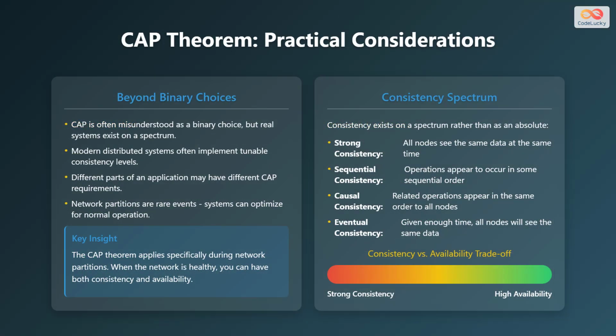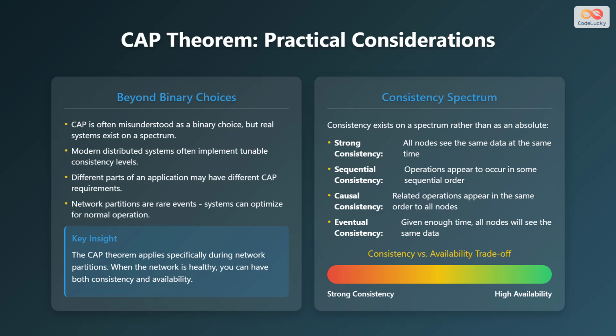Let's consider some practical considerations for the CAP theorem. CAP is often misunderstood as a binary choice, but real systems exist on a spectrum. Modern distributed systems often implement tunable consistency levels. Different parts of an application may have different CAP requirements. Network partitions are rare events, so systems can optimize for normal operation.